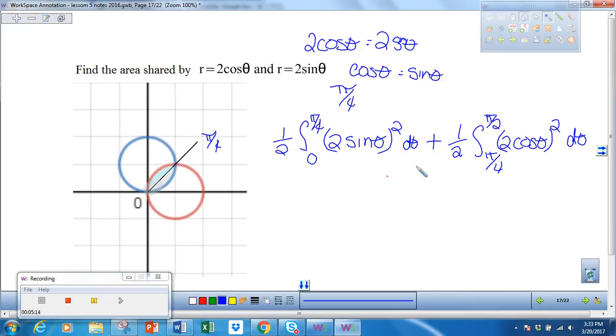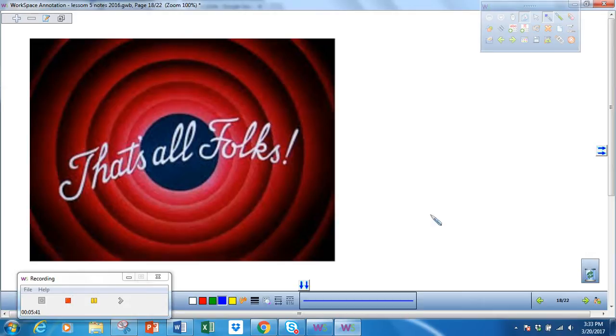Okay? So that's it for the last video. So what you should be able to do right now is find the area of just a polar curve, if it's just one curve, the area inside one, outside the other, the area shared by a polar curve, and you should also be able to find the area of an inner loop.